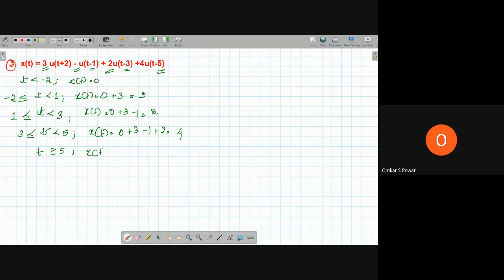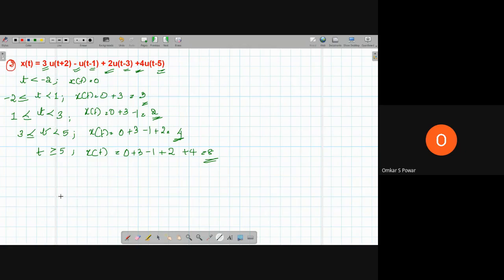X of t will be equal to 0 plus 3 minus 1 plus 2. What is the value here? Plus 4, which is equal to 8. So we have got these values. Now what we have to do? We have to plot. So how to plot this?